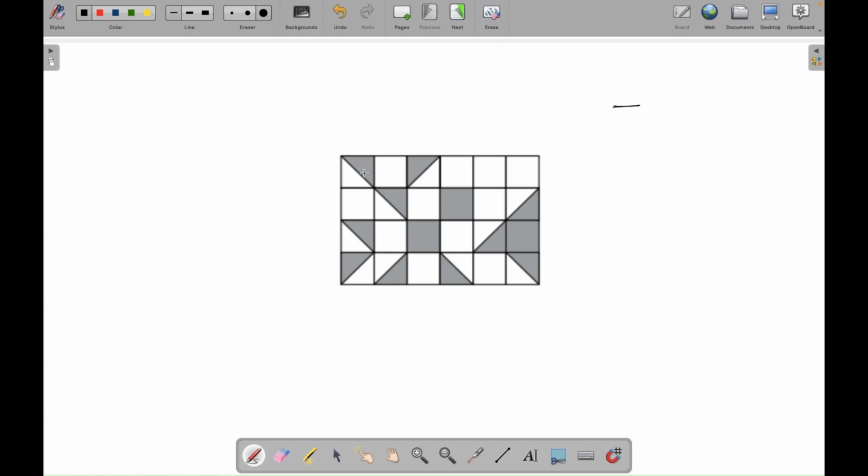So you can count the squares: 1, 2, 3, 4, 5, 6, 7, 8, 9, 10, 11, 12. So 12 plus this 12 is 24. So you have 24 squares. Okay, so if we have 24 squares, we'll have 48 triangles. Now what we'll do is count the shaded portion, which is the number of triangles.